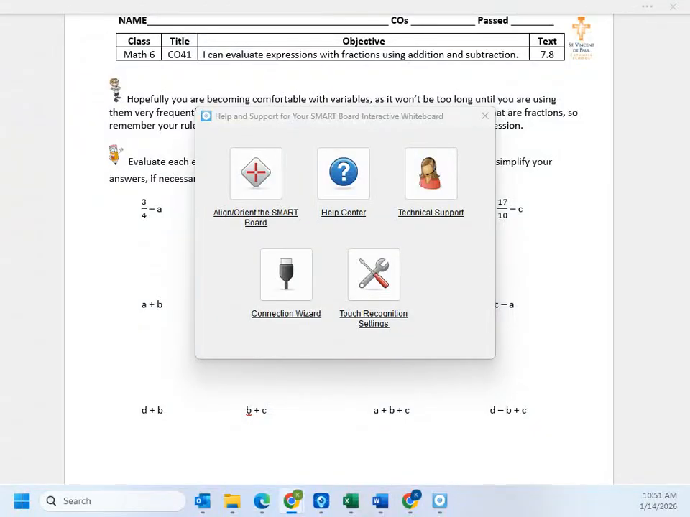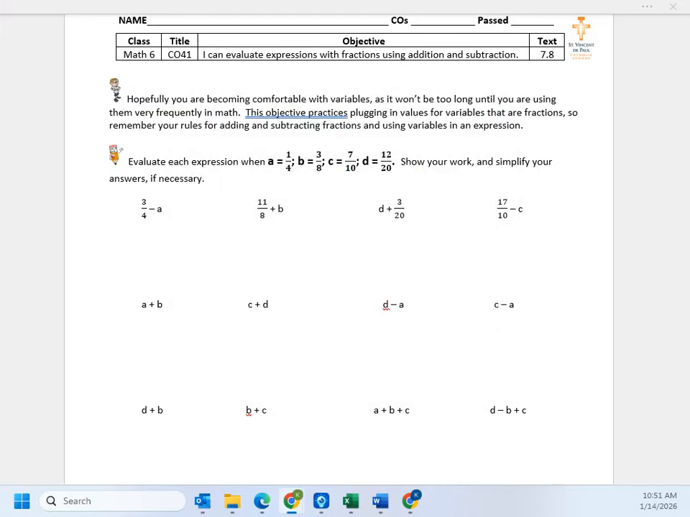So with our first problem, we are going to rewrite with our variable in there. We have 3/4 minus the A, which is 1/4. We have a common denominator, so we just need to subtract the numerator. 3 minus 1 is 2, denominator stays the same, 2/4. But that is not the end of it. Our final step is to simplify.